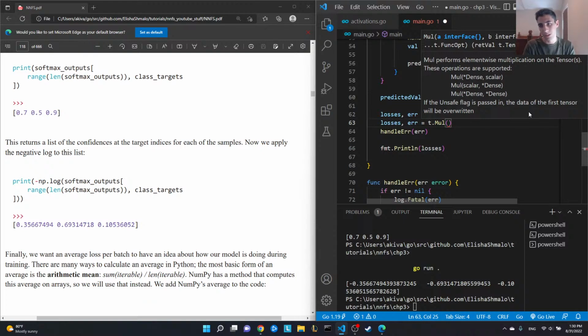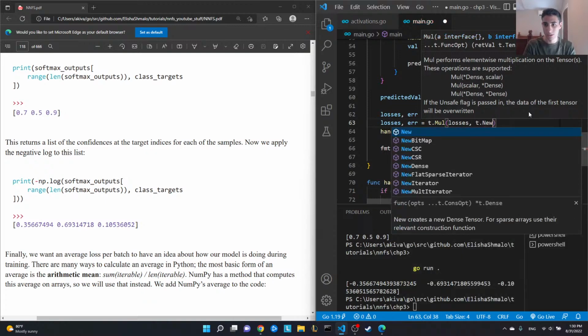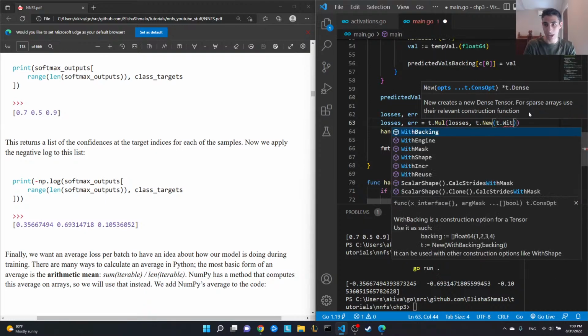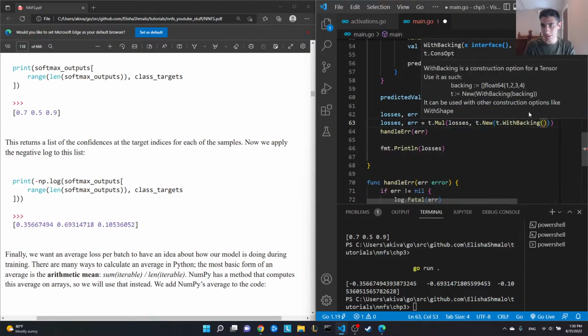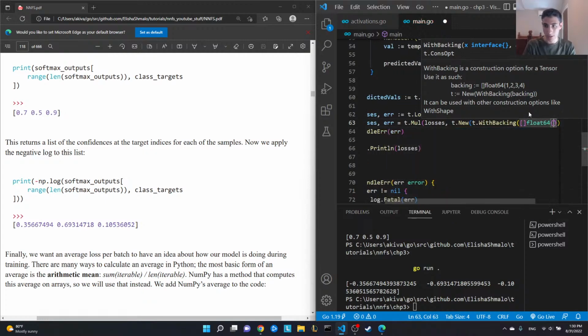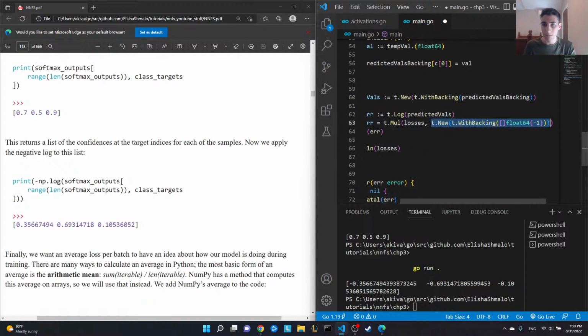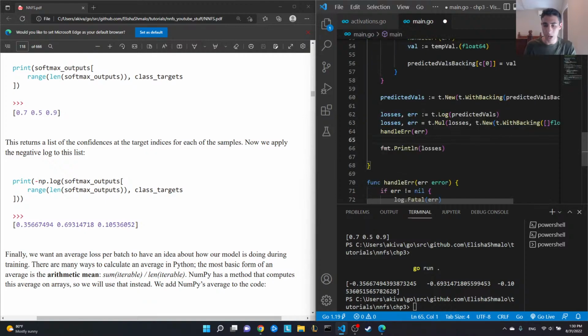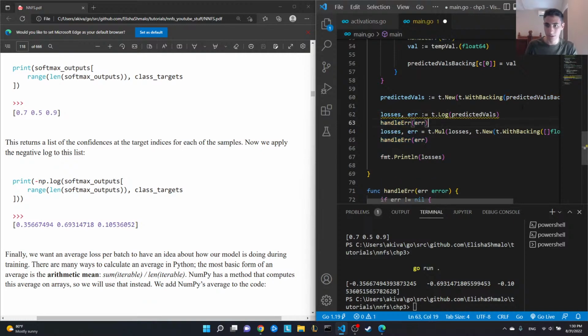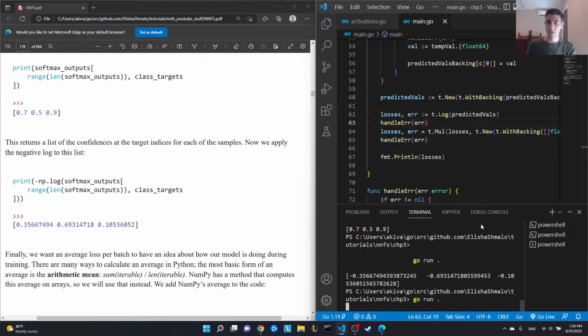Yeah, we're going to have to multiply the losses by, we can't just pass a -1, it has to be a scalar. So t.New, this is very silly, t.WithBacking, and this will be of type float64, -1, and there you go. So this is like a scalar. And we can use that to multiply the losses so that we get the proper thing. I believe this will work. And let's also come over here, copy that, and put that over here. Great. Okay. Let's run that.